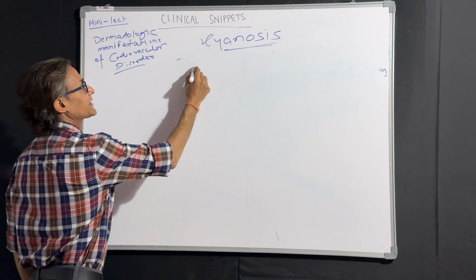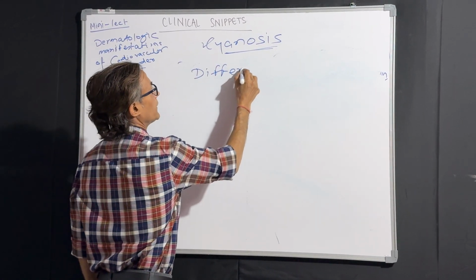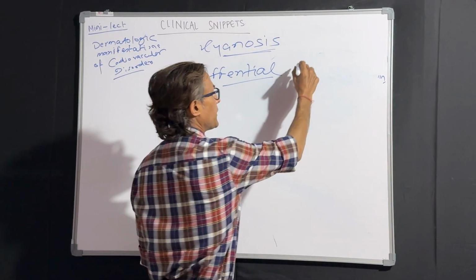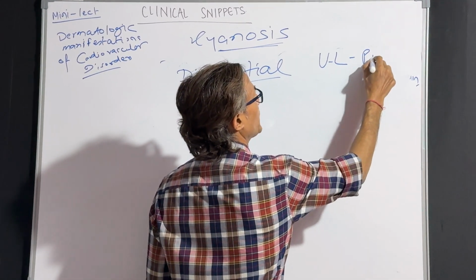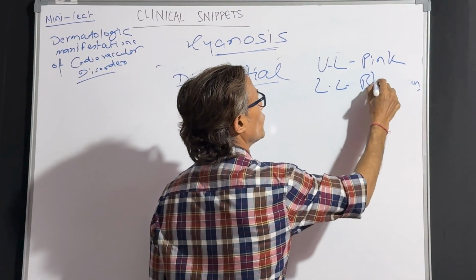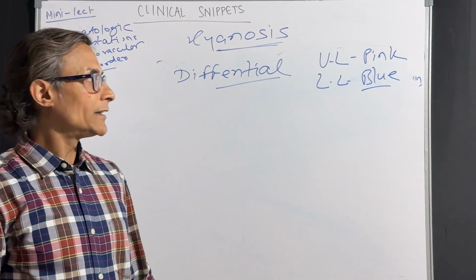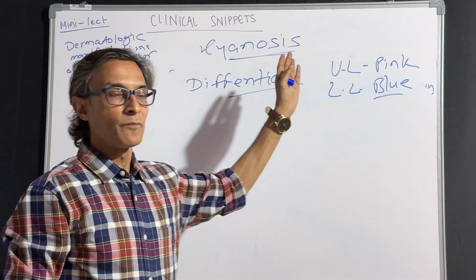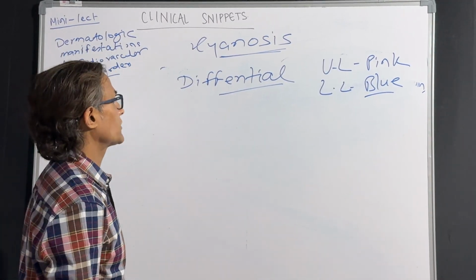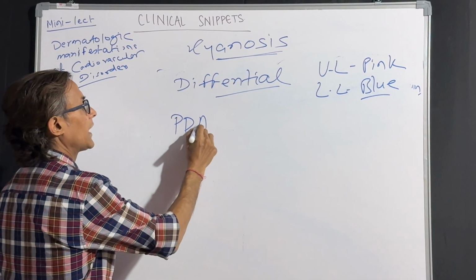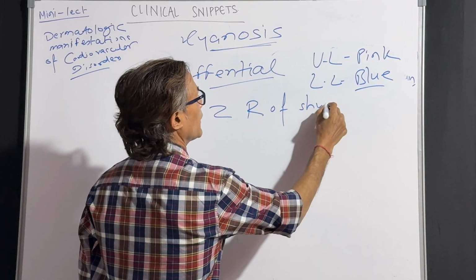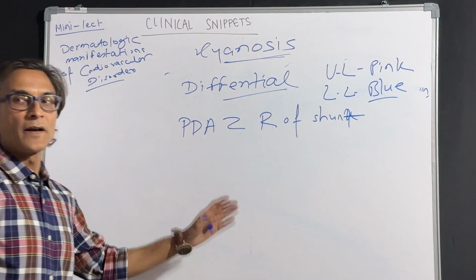Another thing is differential cyanosis. When we talk of differential cyanosis, the upper limbs appear pink or normal, and the lower limbs will be blue. So cyanosis is only present in the lower limbs, but the upper limbs are spared. This is known as differential cyanosis. The commonest cause of differential cyanosis is a patent ductus arteriosus with reversal of shunt.